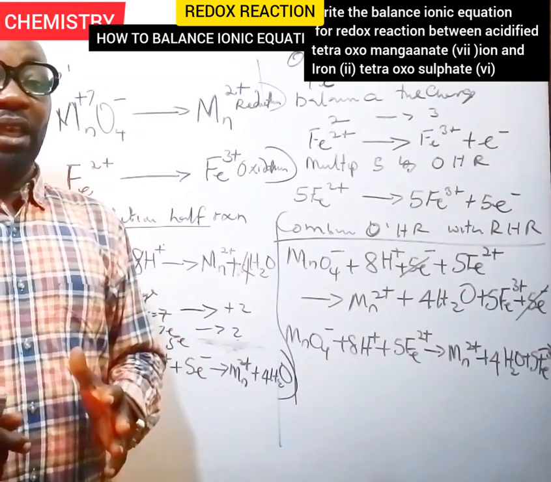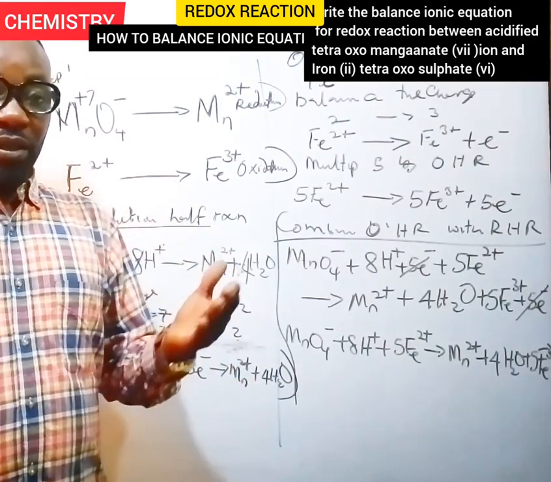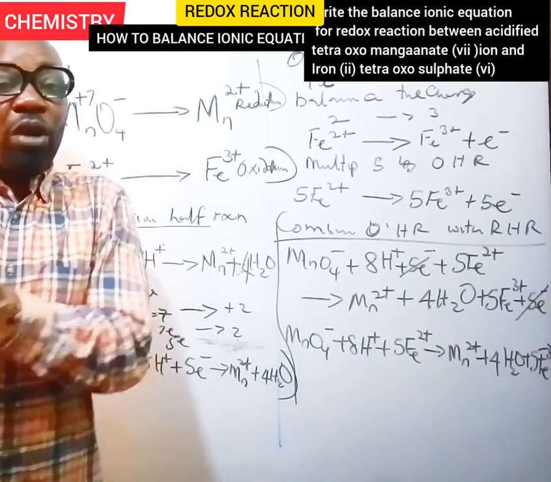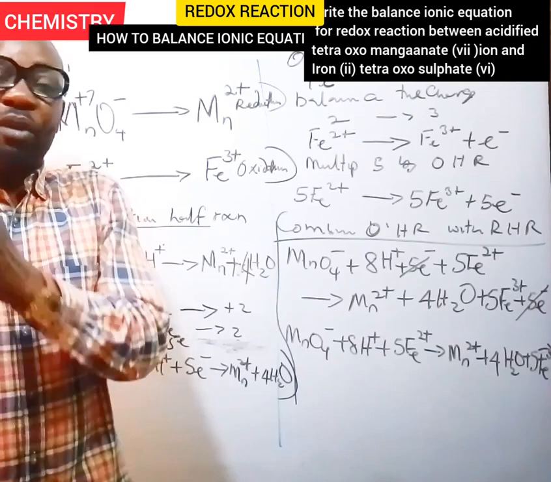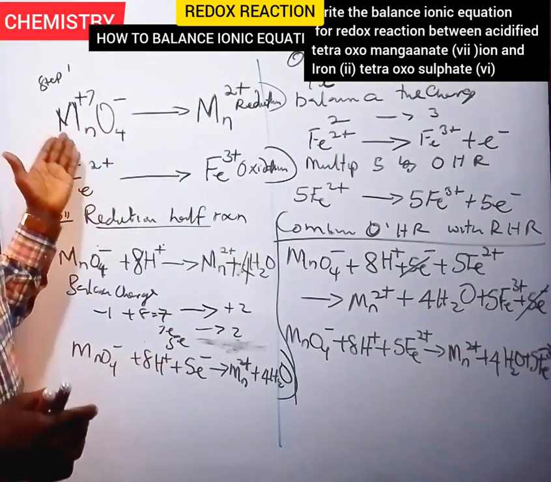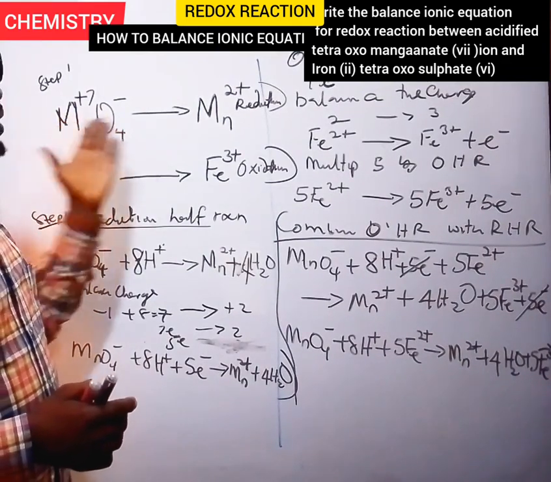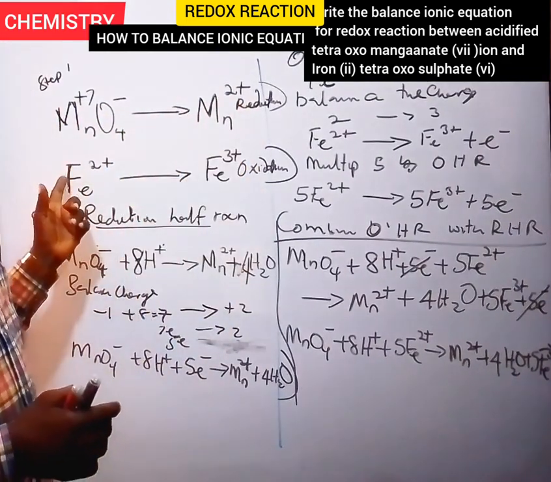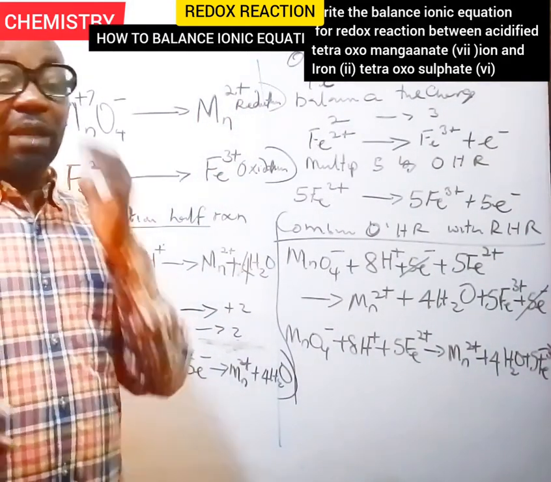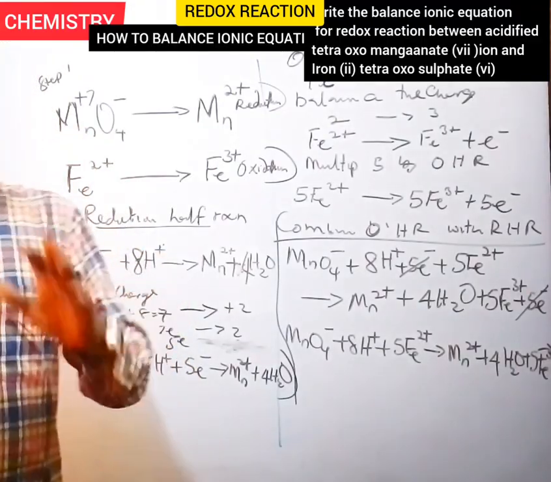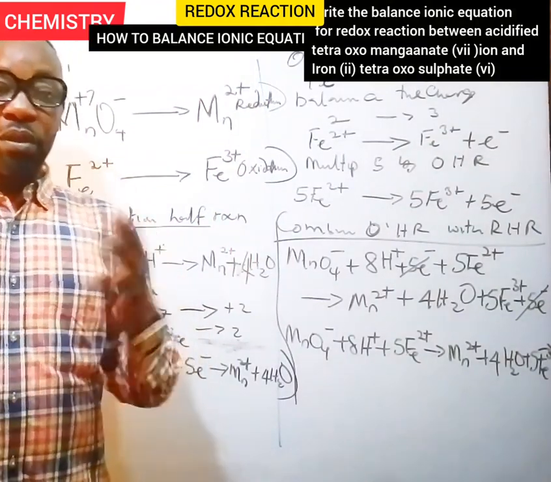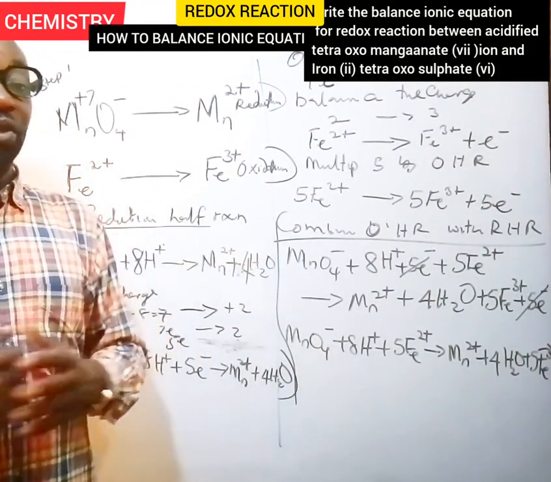The first step is that you write out the particular equation given to you. Then you look at what is going to form at the product. For instance, as we have here, manganate 7 leads to manganese 2 ion, then Fe2+ leads to Fe3+. The next step is that you identify the reduction half reaction and the oxidation half reaction, from the knowledge you have about oxidation and reduction before.